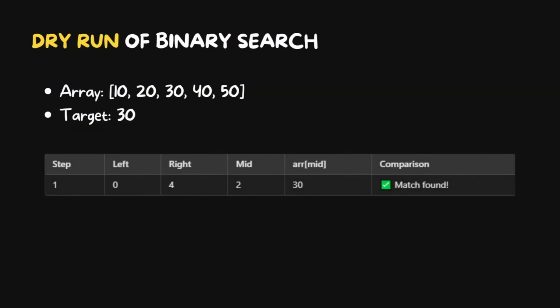So let's dry run an example to visualize binary search in action. For example, let the array be 10, 20, 30, 40 and 50 and the target be 30. In the first step, left will be 0 and right will be 4, and mid will be (0 + 4) / 2, which is 2. We find array of mid as 30. Since the target is 30, it matches array of mid and we return the index. So in this case, binary search finds the element in just one step.